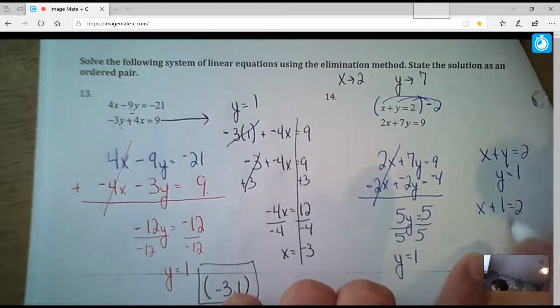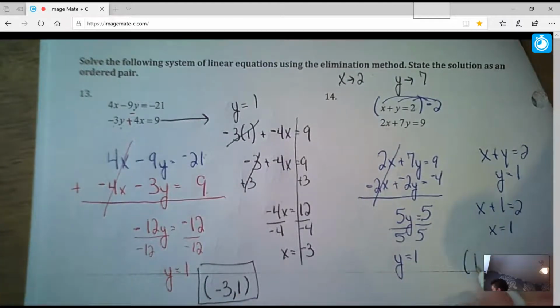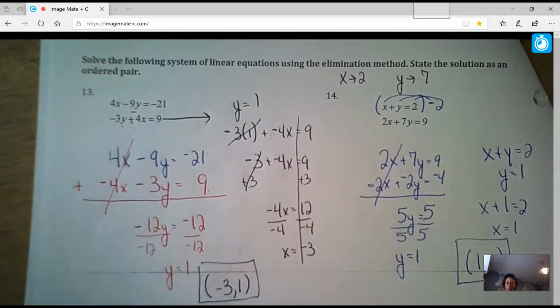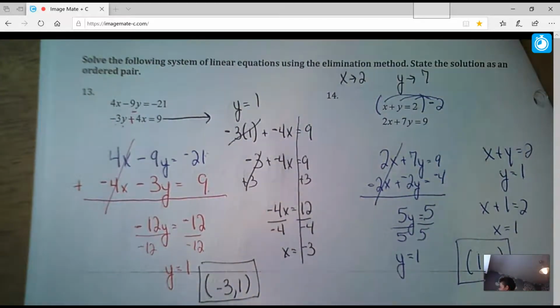So just subtracting 1, and when I do that, I get my x value of 1. So here, my x and y value turn out to be the same value. I get 1 comma 1 because I'm writing it as an ordered pair. All right, let's take a look at 15.